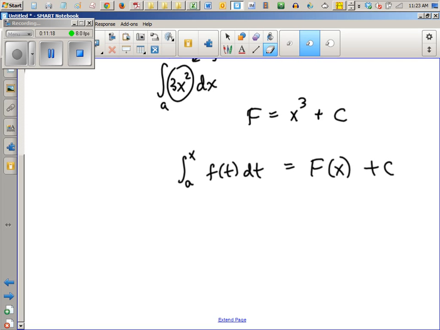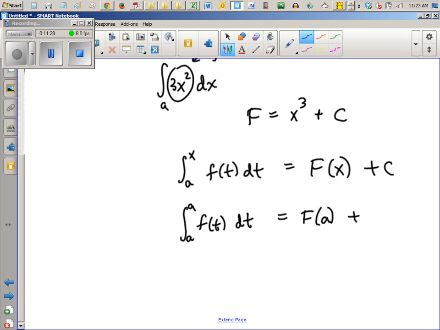Any number will go there, actually. We don't even need to find it always. But let's say that you wanted to plug in just a for x. What would happen? This is sort of an interesting scenario. If you plug in a for x, what is the area between a and a under a curve? 0. Right.